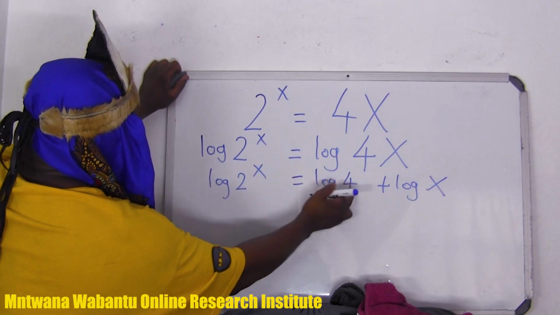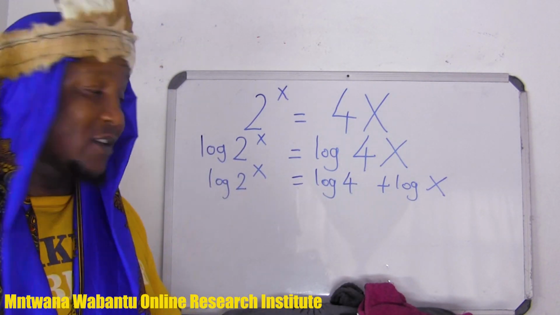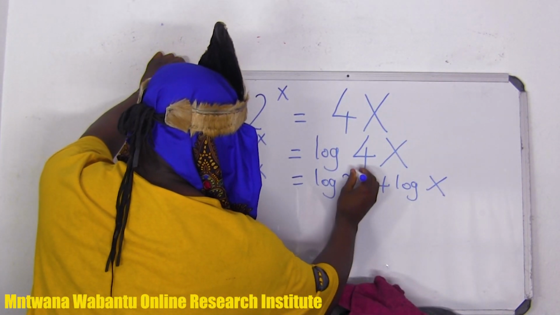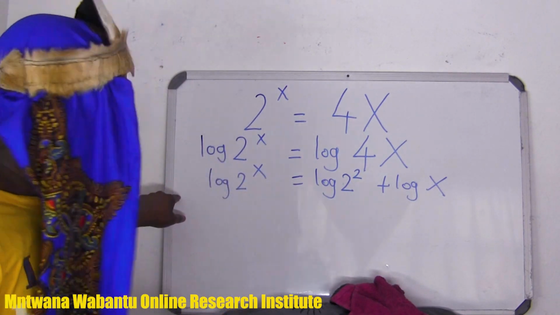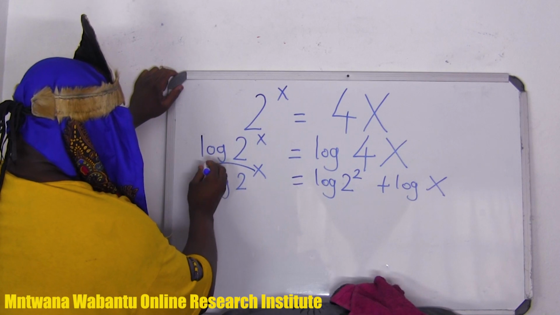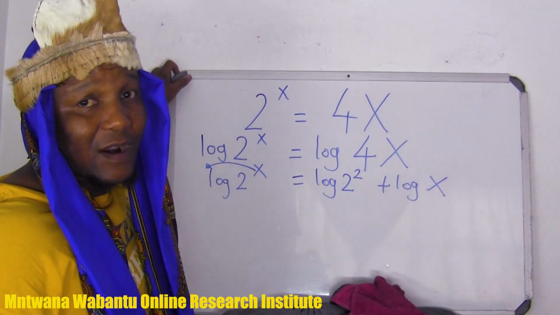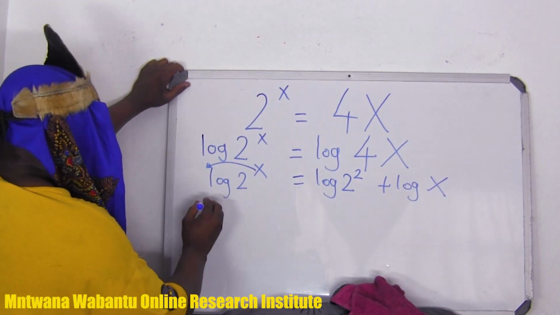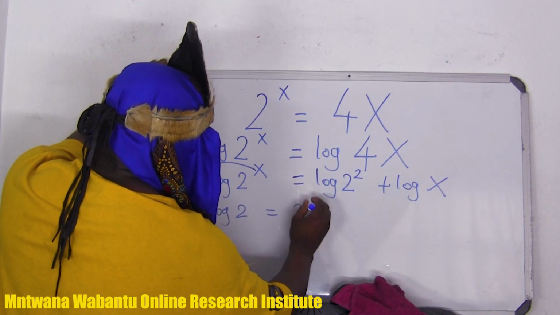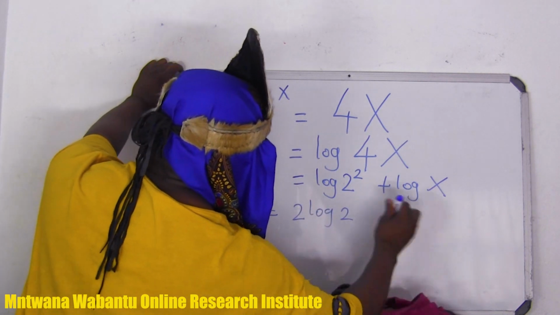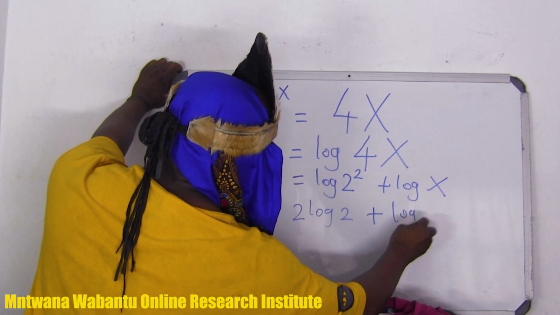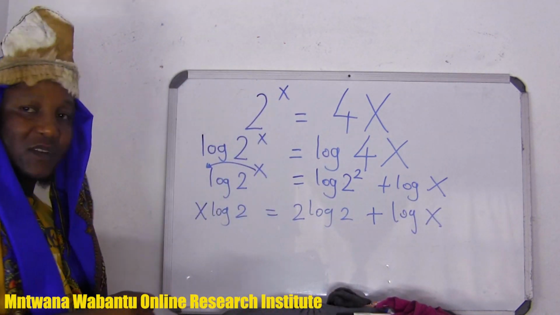But what is 4? 4 is 2 squared, so I can simply remove this 4 and say 2 squared. But then I'm gonna take this x to the front, or back, it depends. Some people say front, some people say back. So x log 2 equal to log 2, because you take this in front, or you can call behind, however you can say. Plus log x. So these are like terms.